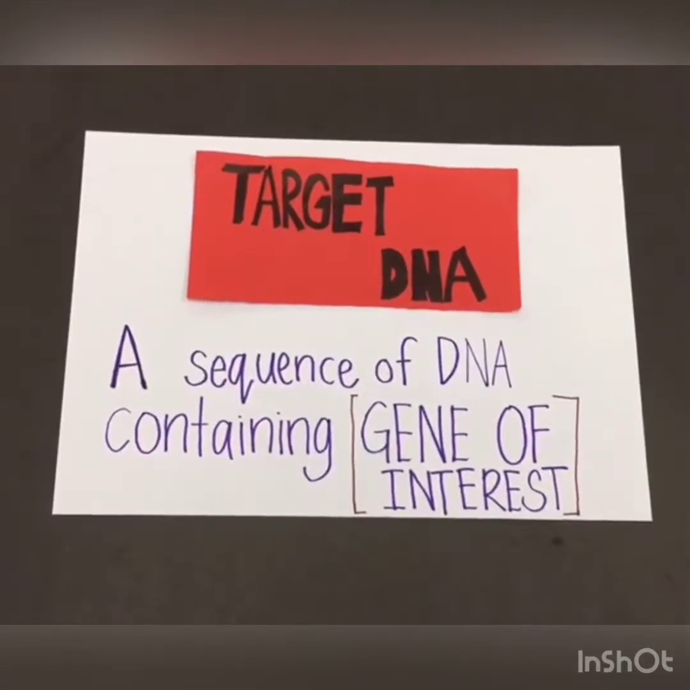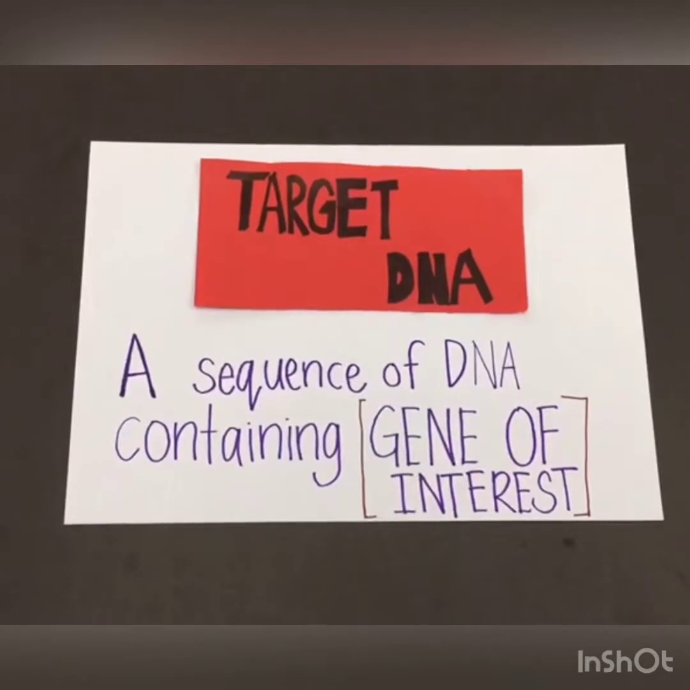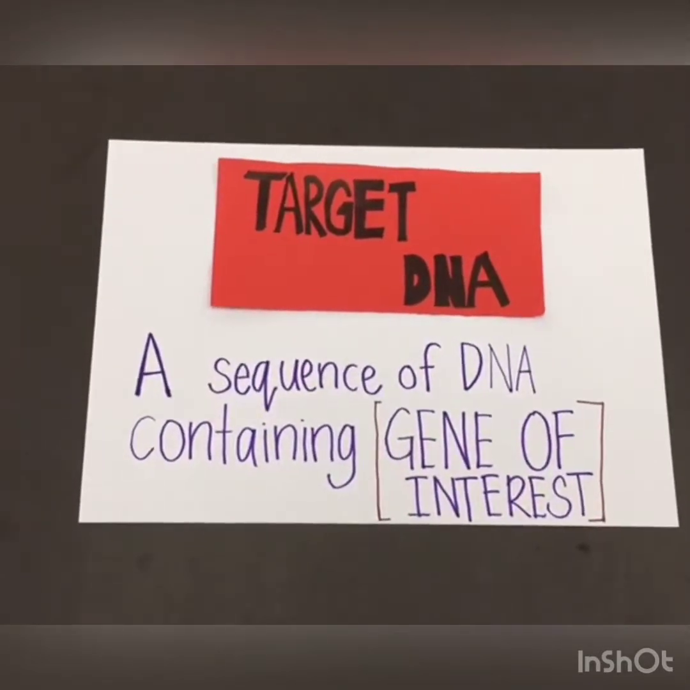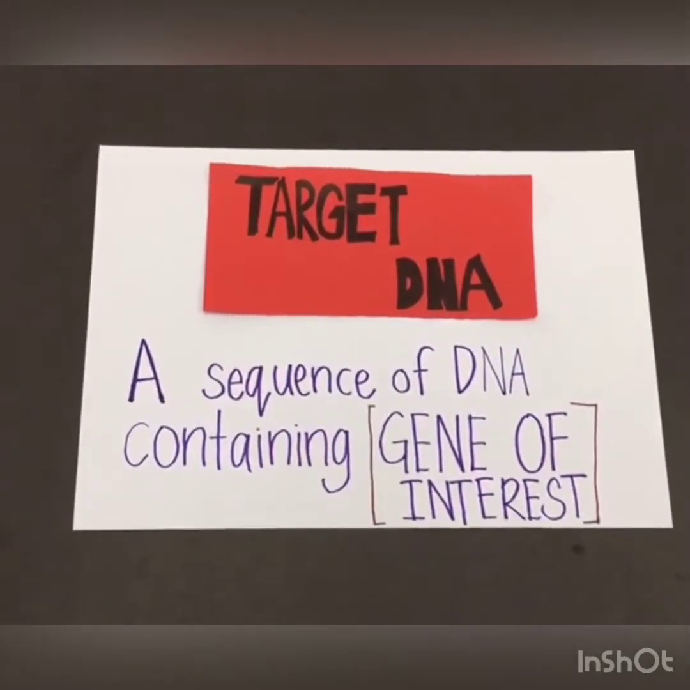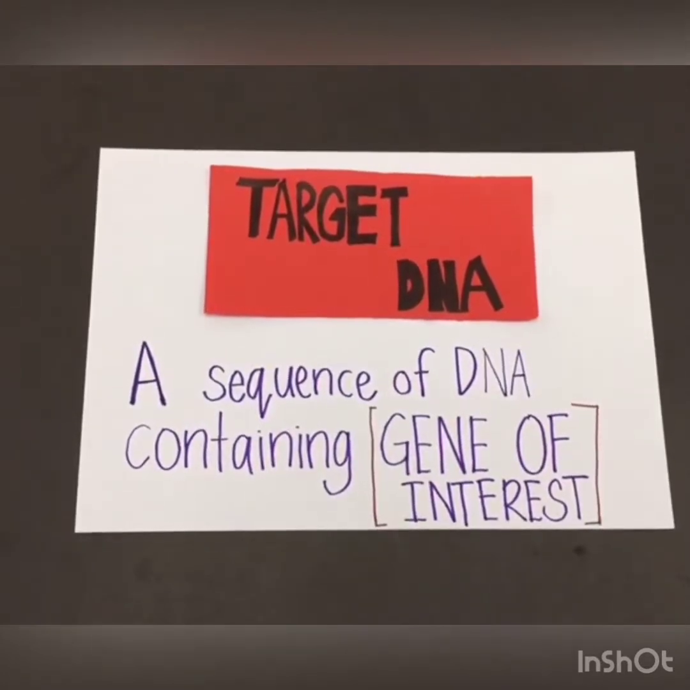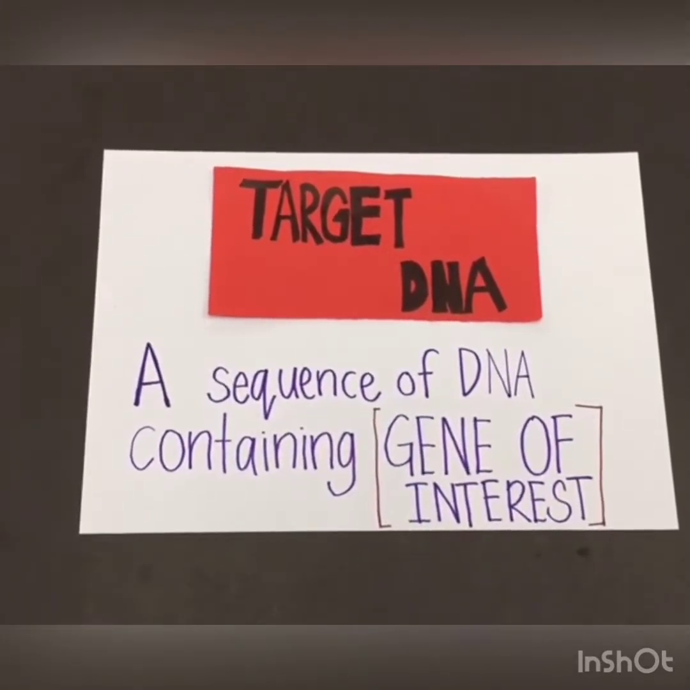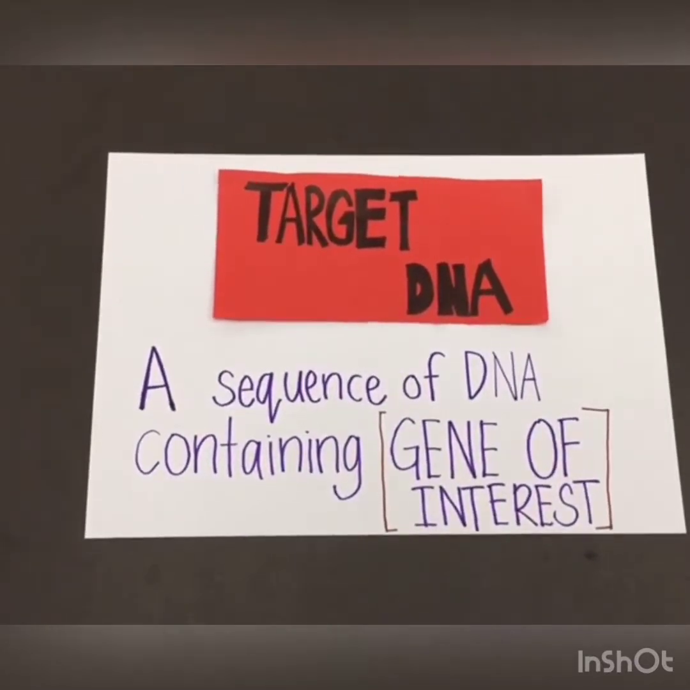The first tool is target DNA. Target DNA is a sequence of DNA containing the gene of interest. What is gene of interest? Gene of interest is one such gene which confers the desired phenotype. For example, antibiotic resistance genes of bacteria. The example of target DNA is a gene encoding a protein which can dissolve blood clots, used in heart therapy.